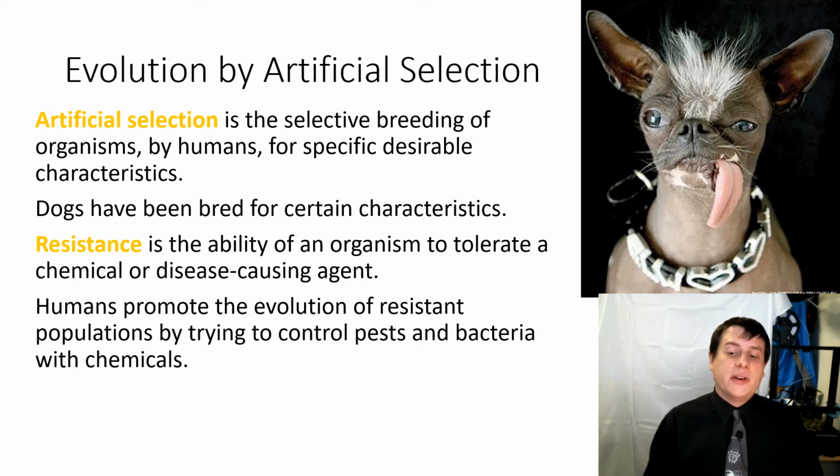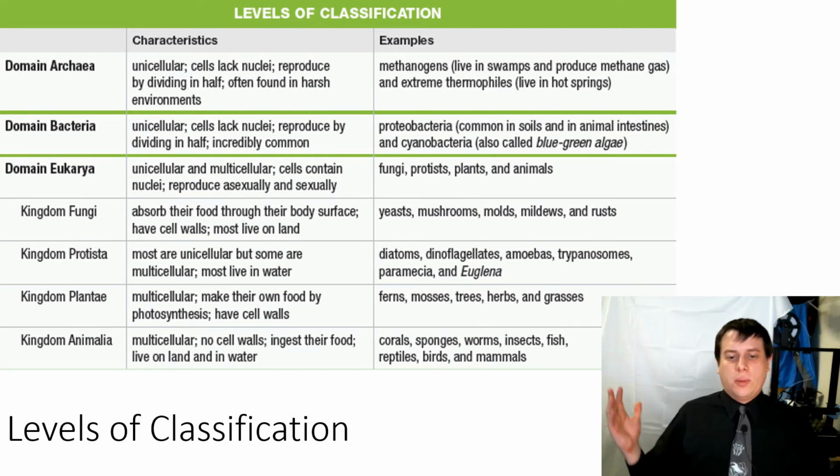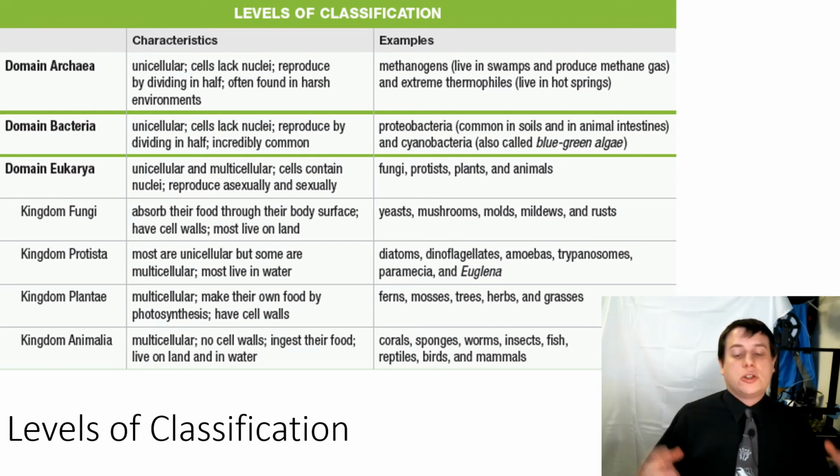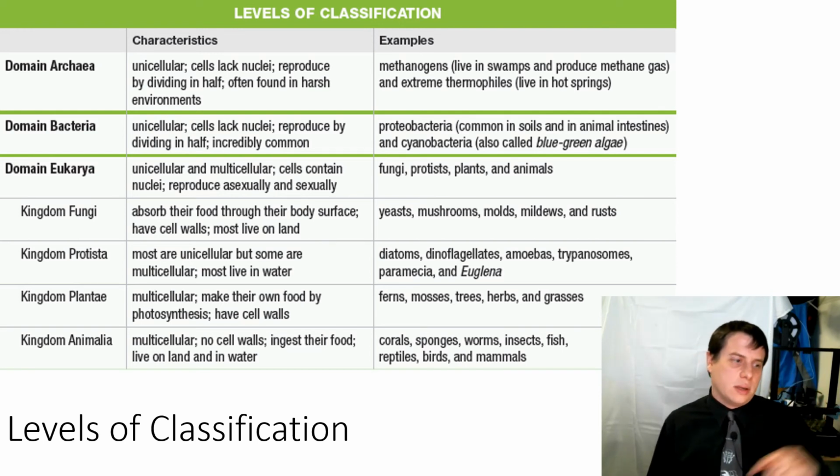Okay, guys, very last thing that I'm going to show you. Boom! Classification of life on Earth. Here are a couple different classifications of life. You start out with 3 domains, and then the domain Eukarya is divided into 4 kingdoms.